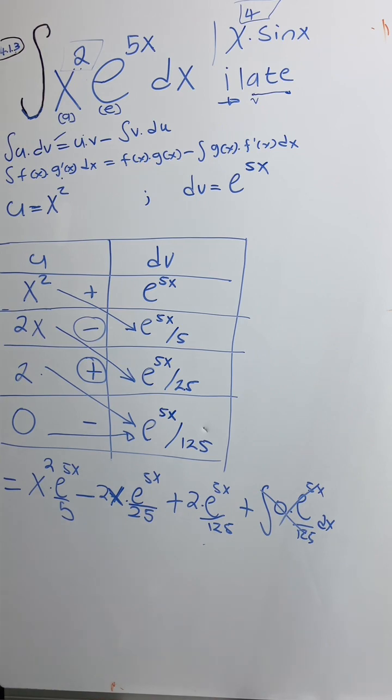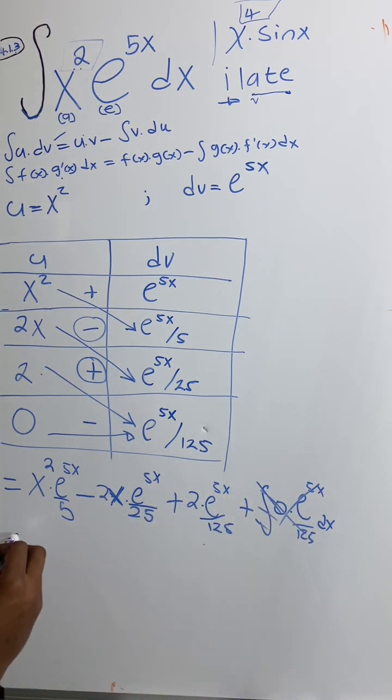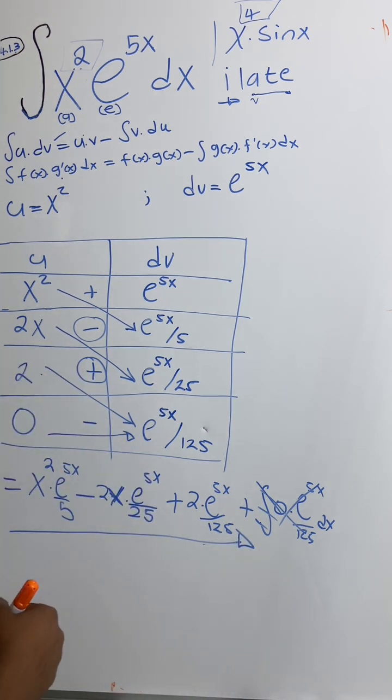So that integral will be cancelled. So our answer will be equal to that. So instead of using integration by parts twice, we use this tabulated integration by parts method.